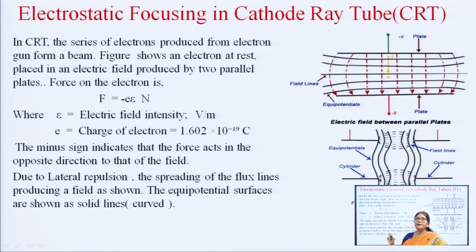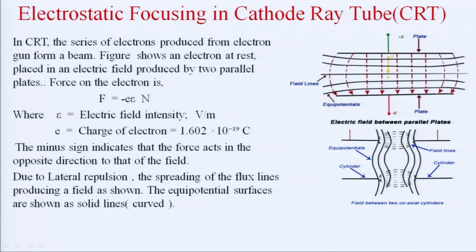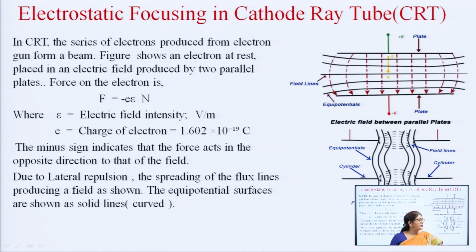Here it is shown that an electron is at rest position, placed here, and these are the two plates, one is minus E and the other is plus E. Suppose this is the pre-accelerating anode and this is our focusing anode. The electric field lines between these two move in a straight line, but at the end they are curved in this way.